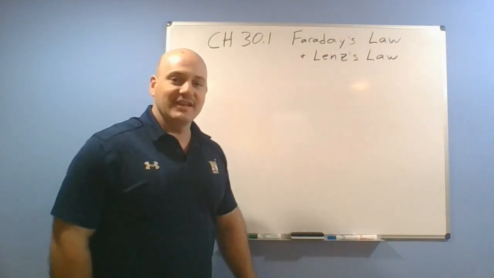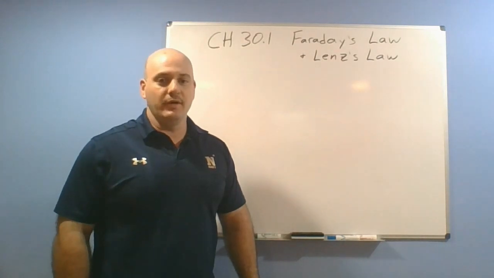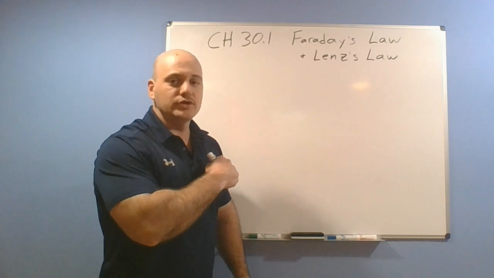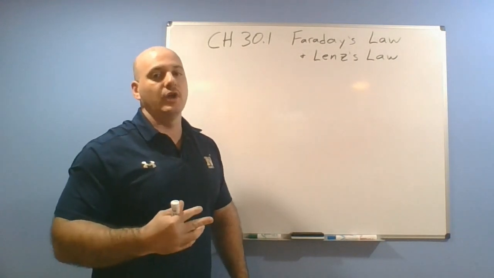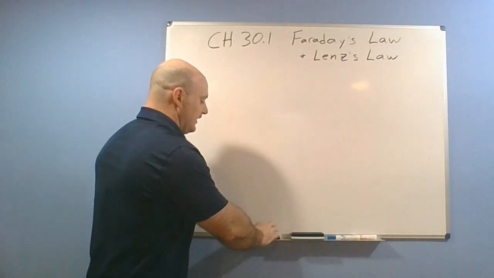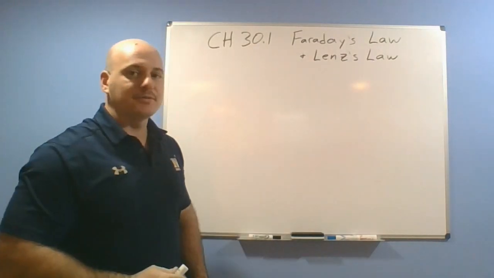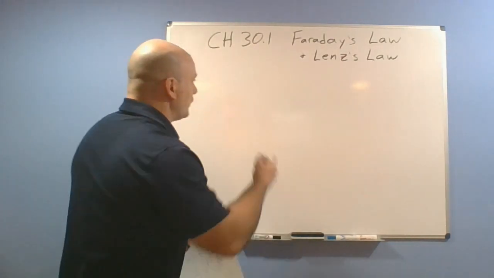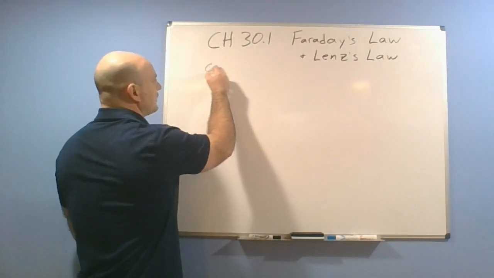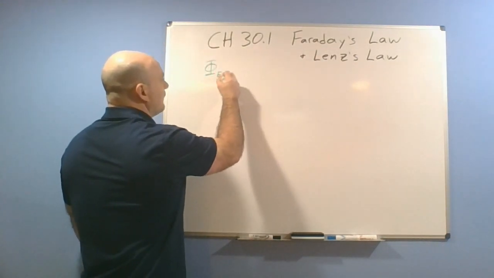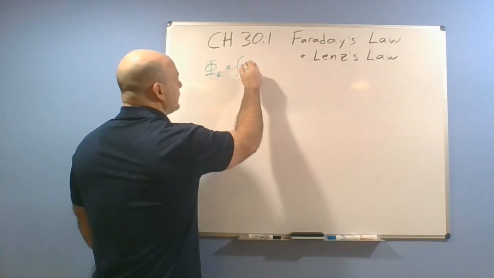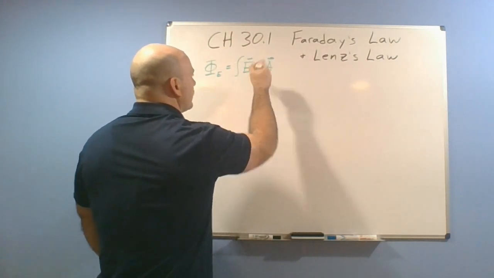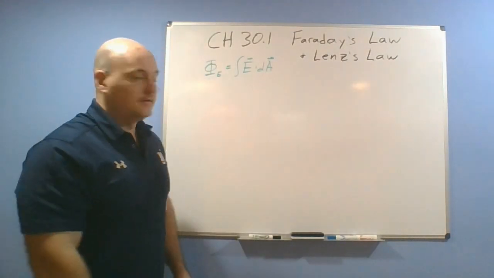All right, so today's lesson is chapter 30.1, Faraday's Law and Lenz's Law. In order to understand Faraday's Law fully, the first thing we need to do is figure out this concept called magnetic flux. Now, we've already covered this with electric fields. If you'll recall, electric flux was the measure of an electric field piercing a surface. It was the area integral E dot dA, right?